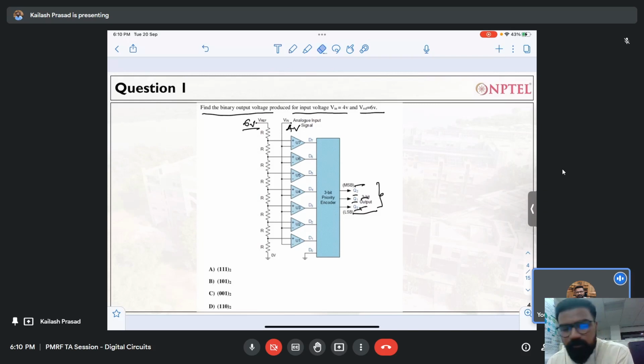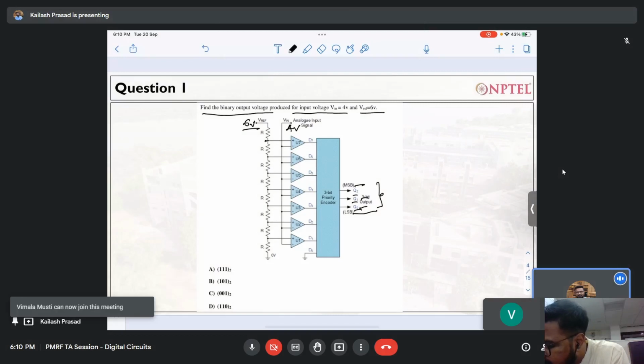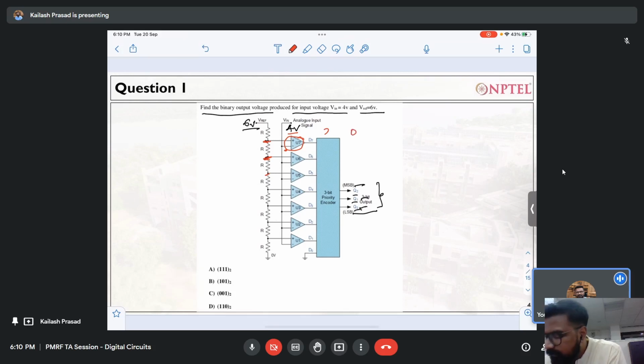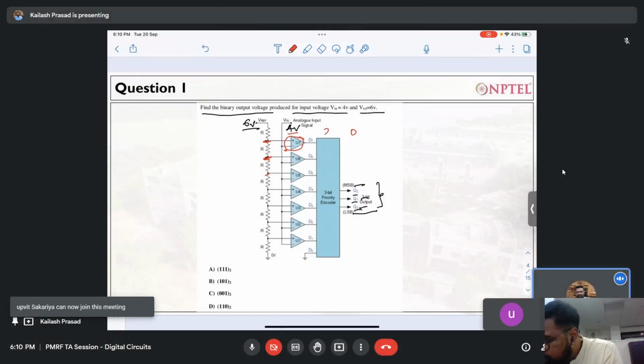Approaching this kind of question is very simple. What you have to do is find out the voltage at each of these nodes, and then compare all of these voltages with 4 volt. Please note that this is a comparator. This comparator will give output 0.